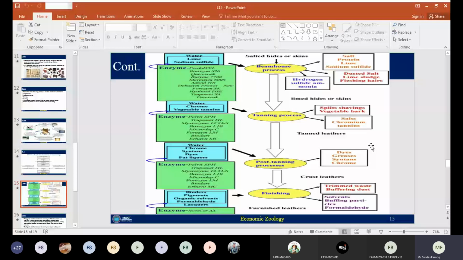According to the quality of the leather product, it is treated with different types of agents, such as trimmed waste, buffing dust, solvents, and buffing agents, and chemicals are utilized for this purpose, so that the leather will become stable for some time. So for utilization, this is the process that results in the formation of high quality or different types of finished leather, and that leather is utilized for different purposes or different types of human activities.